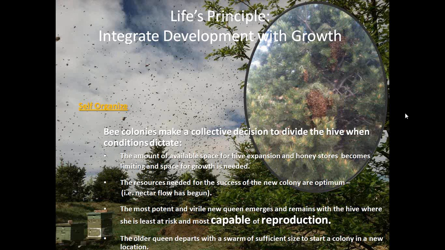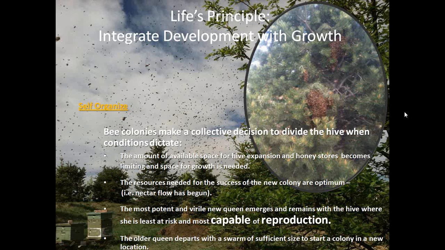The next principle was to self-organize, and bee colonies make a collective decision to divide the hive when conditions dictate. Both the amount of available space for hive expansion and honey stores might become limited, and so they need additional space for growth. If they're physically limited, they collectively determine to create a new queen who then succeeds the former queen in that location, and the old queen has to take half the hive with her as she goes out and searches for a new location.